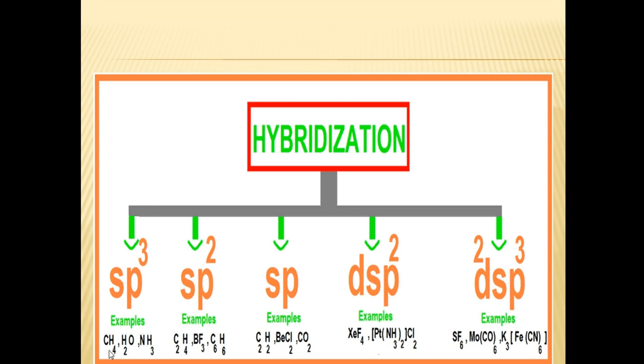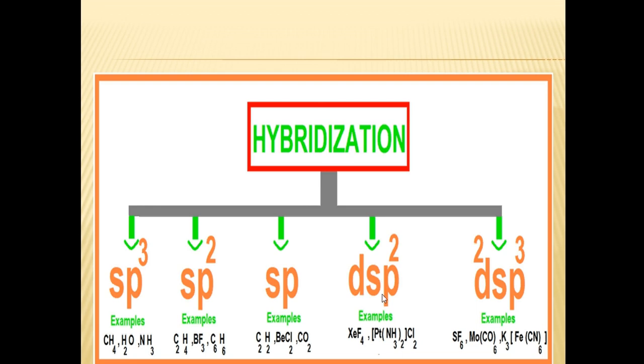For example, sp3 hybridization occurs in methane, water, and ammonia, etc. sp2 hybridization occurs in ethene, which is also called ethylene, boron trifluoride, and benzene, etc. sp hybridization occurs in ethyne, also called acetylene, beryllium chloride, and carbon dioxide, etc.